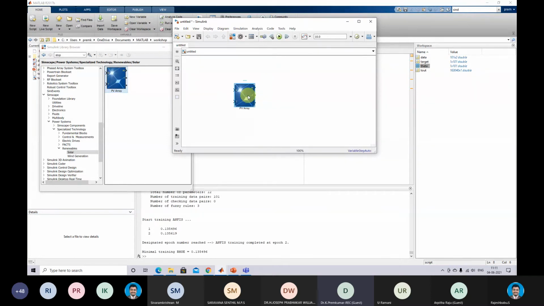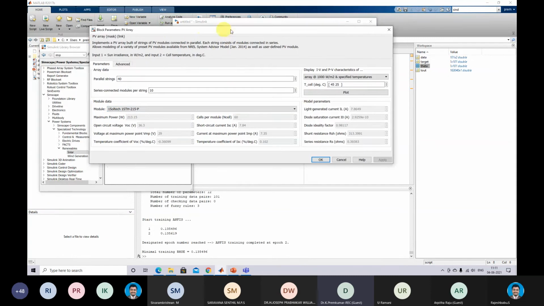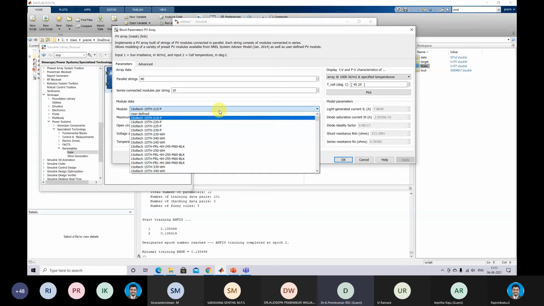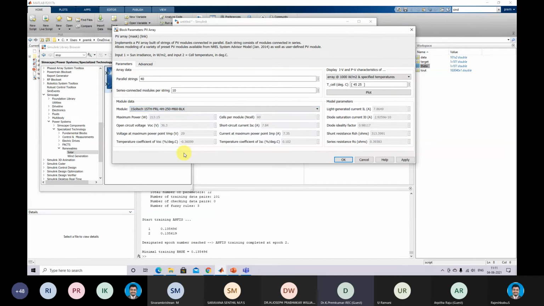So here I'm going to fix that rating, a 250 watts panel. Here I'm going to choose this one. So I'm going to use the 250 watts panel, and then I'm going to fix the parallel strings equal to 1 and the series strings equal to 1.